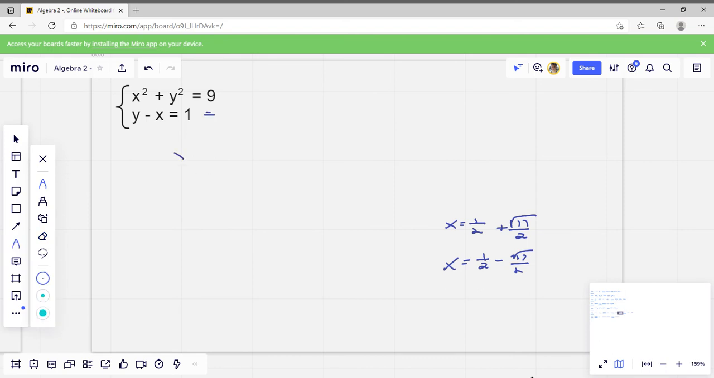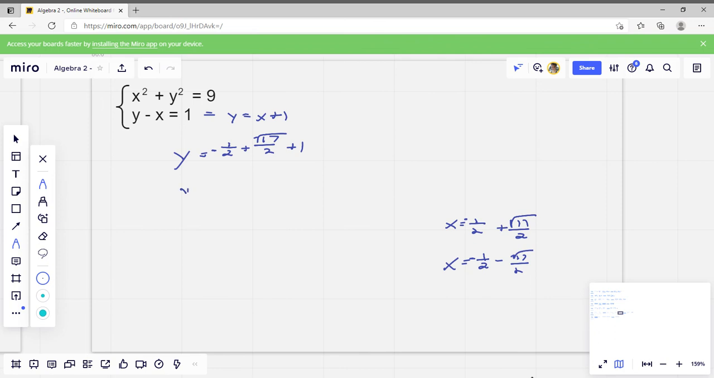So we would say y, actually let's move this back around. So that was y equals x plus 1. So y equals 1/2 plus the square root of 17 over 2, plus 1. 1/2 plus 1 would be 1.5. Plus 1. Oh, that's a negative 1/2. Almost forgot that negative on there.